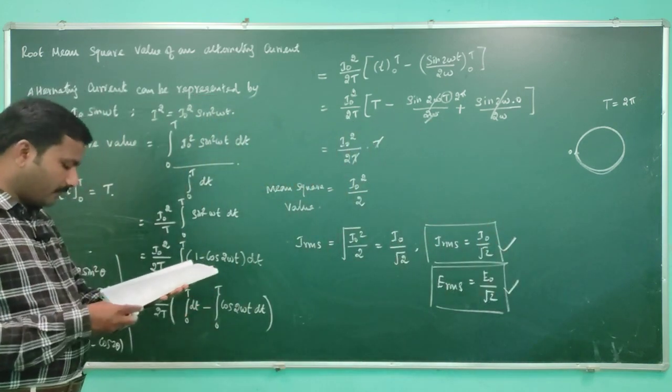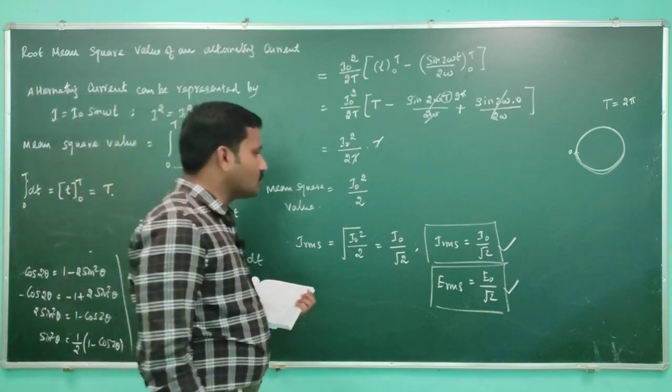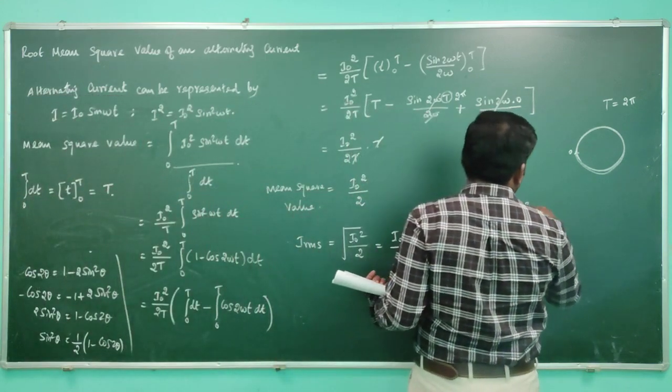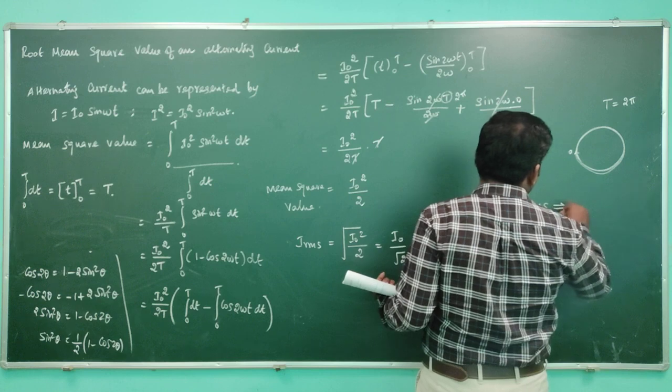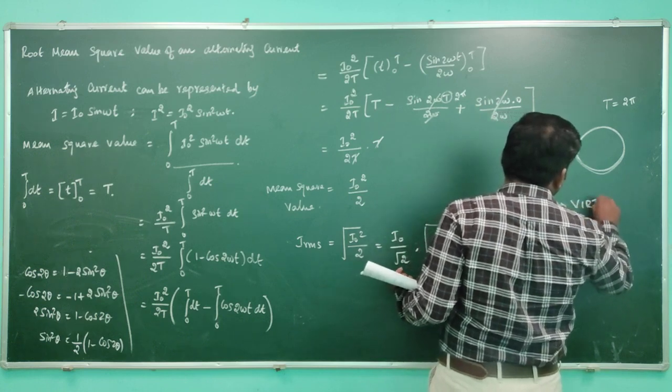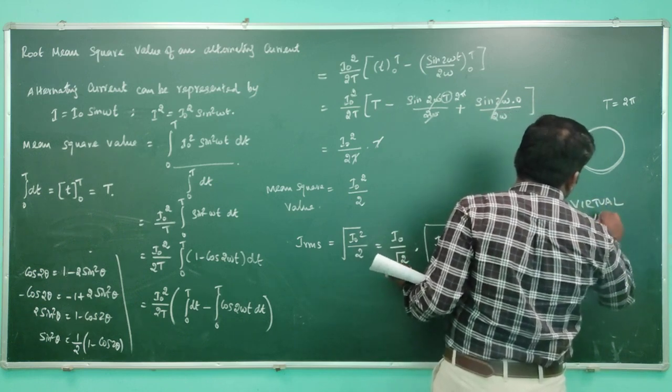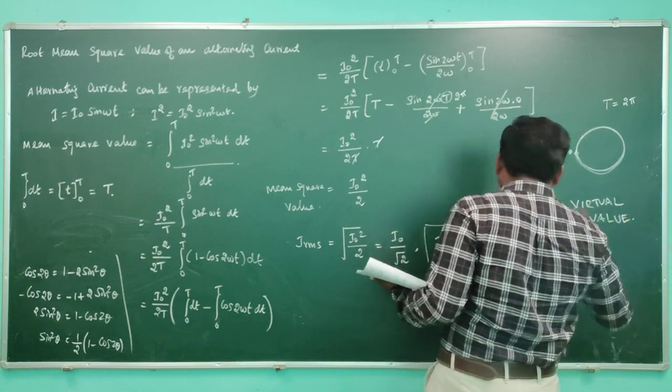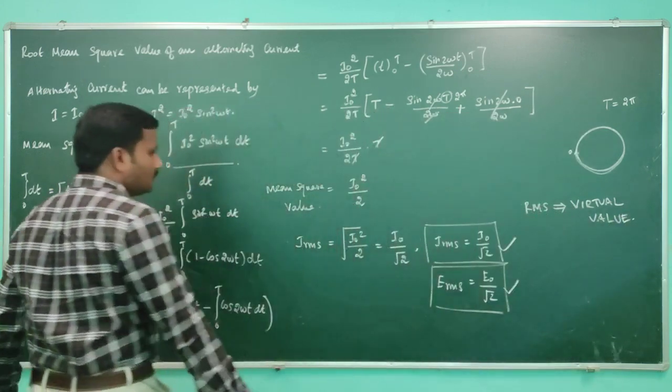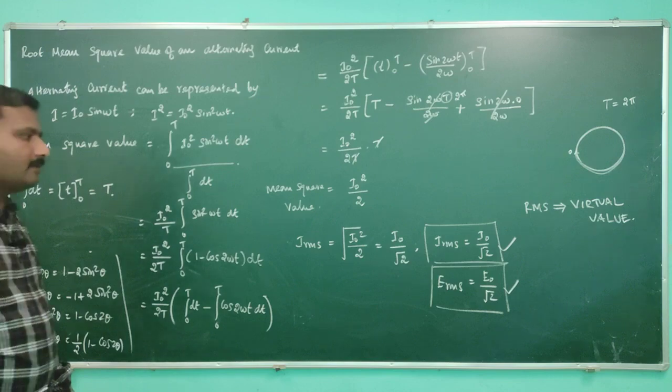This root mean square value is also called the virtual value, right? So these are the expressions for the virtual value of current or the virtual value of voltage.